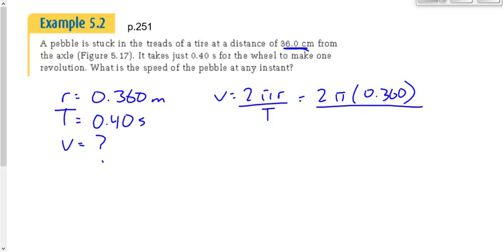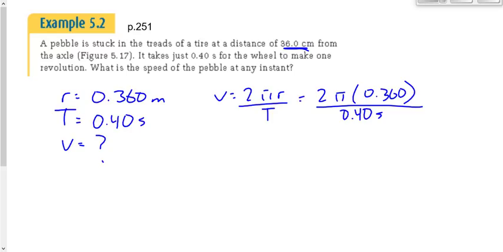Hey, what if we had been given the frequency instead of the period here? We're given the period, which makes this pretty easy, right? 2 pi times 0.360 divided by 0.40. But what if we had been given the frequency instead? You could do that, right? You just calculate the period using 1 over f, and then you would sub it into this equation.